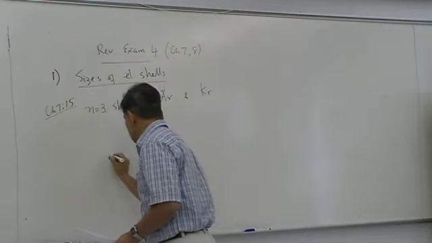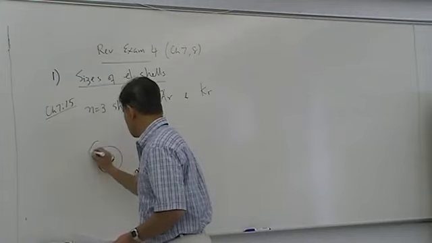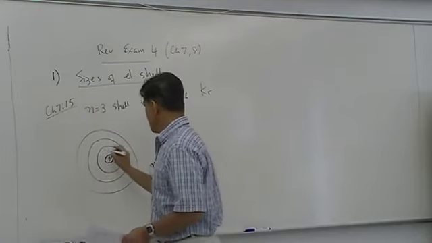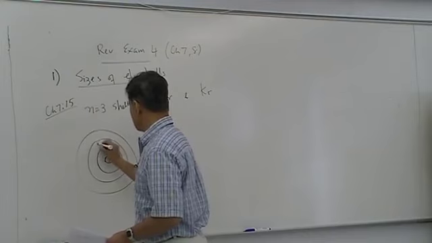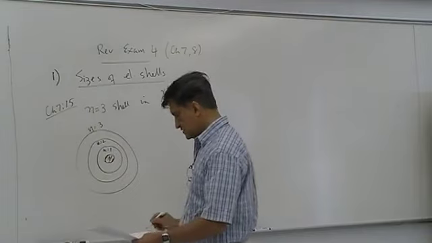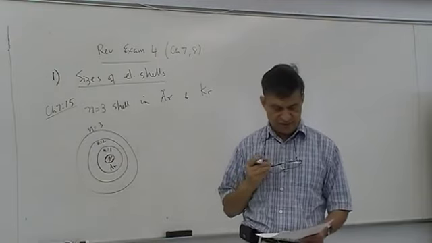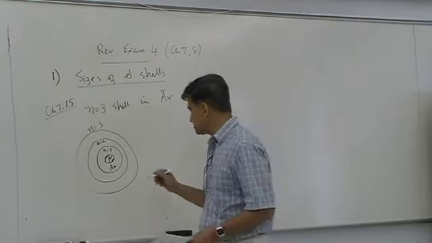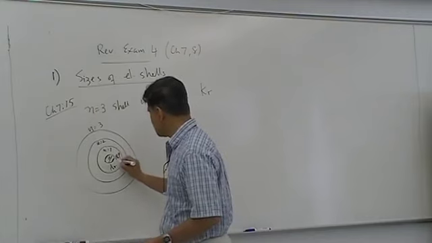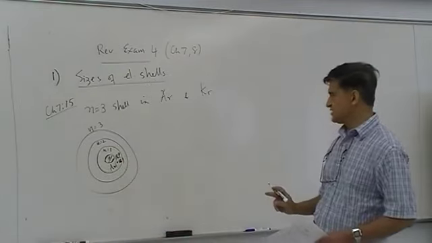So this is the central nucleus with protons, and then let's draw 3 shells. 1, 2, 3. So this is n equals 1, that's for shell 1. N equals 2 for shell 2, n equals 3 for the third shell. Let's consider that this is argon. If you look at the periodic table, the atomic number for argon is 18. That means it has 18 protons, so plus 18 at the center.